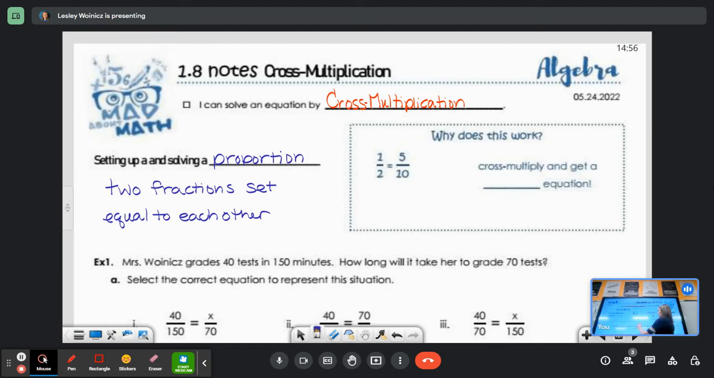Let's try multiplying along this diagonal, 1 times 10, and then see what happens when we do 2 times 5 on the other diagonal. Well, 1 times 10 is 10, and 2 times 5 is 10. So if you cross multiply on the diagonals like that for equivalent fractions, we get a true equation.